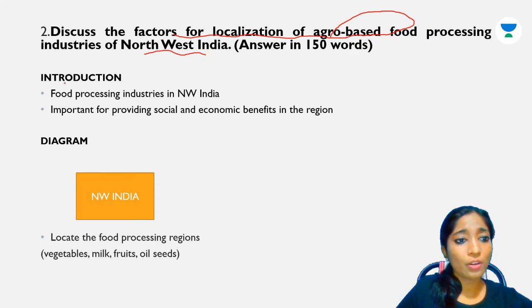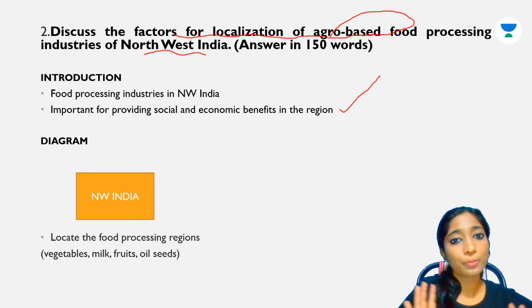So first of all, in the introduction, you talk about how the food processing industries are in India or in Northwest India and how it is benefiting. That is, it is providing social and economic benefits in the region. Like this, you can talk about the food processing sector in Northwest India.